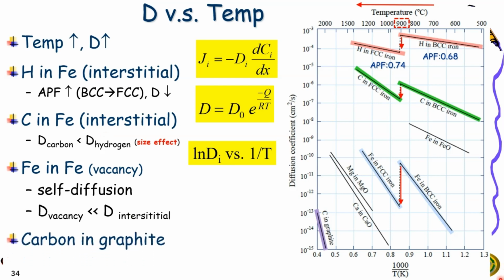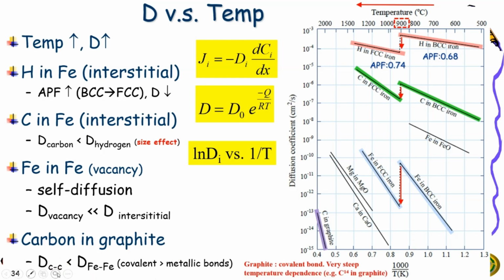Let's move to carbon. The final one is carbon in graphite, which is carbon to carbon, unlike iron to iron. This diffusion is much, much slower than in iron. Why? Because carbon-carbon is a covalent bond, which is very strong, while iron has a metallic bond. That's why the diffusion for iron to iron and carbon to carbon are different.